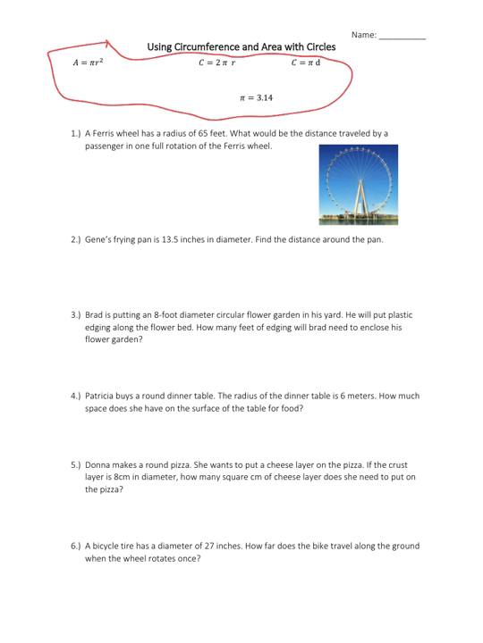A Ferris wheel has the radius of 65 feet. What would be the distance traveled by a passenger in one full rotation? So, a passenger right here going around one full rotation means it's a circumference. So I'm going to use the formula that has the radius because they're giving you the radius. So 2 pi r.